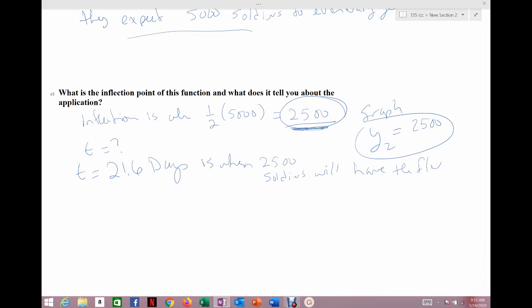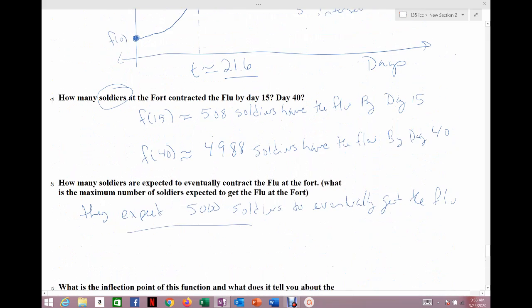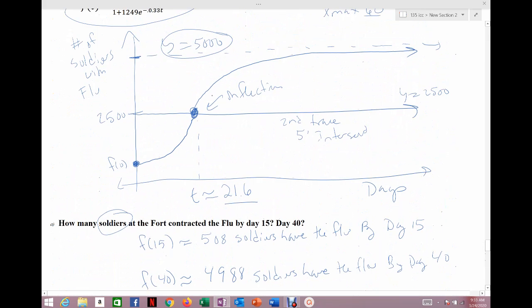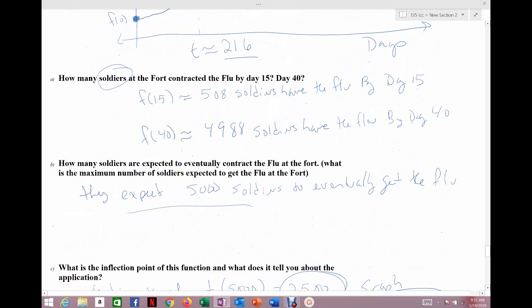As soon as half the people they expect to get the virus get it, then we're in the phase where it's slowing down and will eventually taper off. That's where we want to get to, but we want to get there slower. We don't want to get here really fast. 21 days is pretty fast to reach that maximum. We want to slow that down and maybe reach it in 50 days or something like that. So that's just putting it in terms of today.